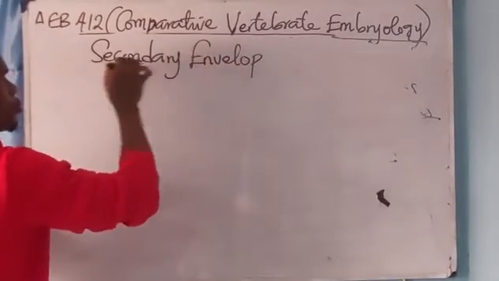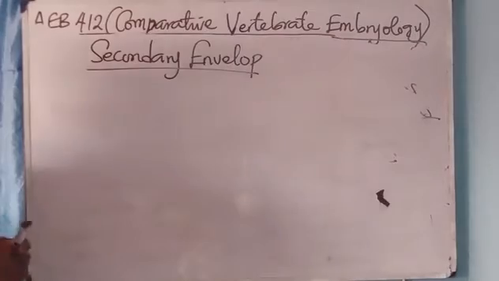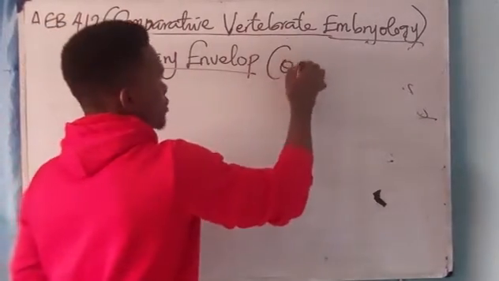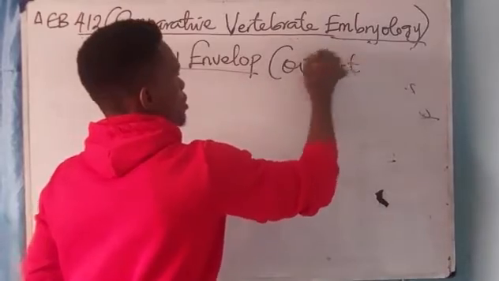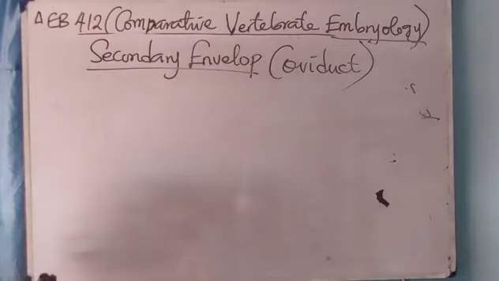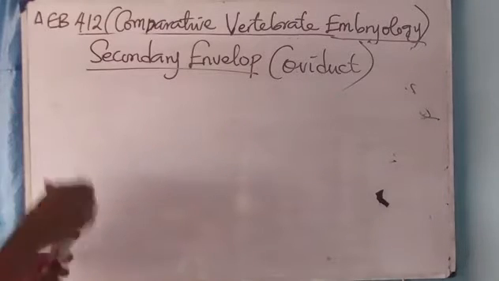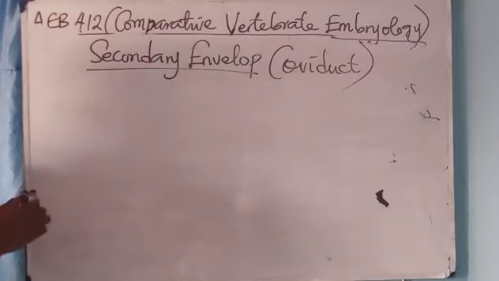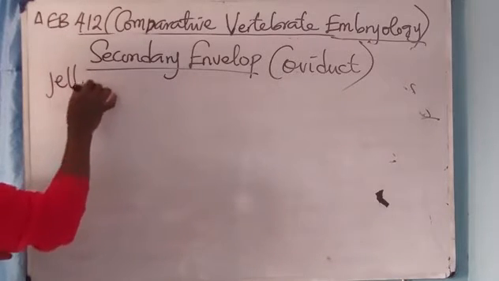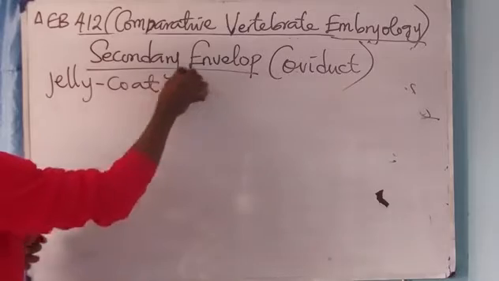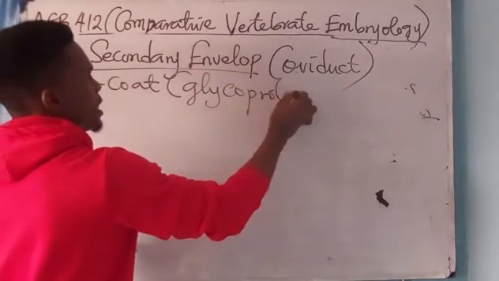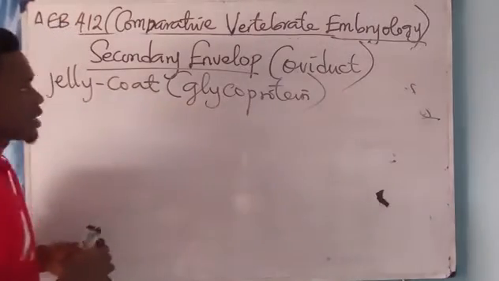Alright, there's two degrees, you understand? There's no space. Secondary envelope is an envelope that is produced by the oviducts. Now, just beneath the vitelline membrane, you have jelly coats. Now, this jelly coat is made up of what? Glycoprotein. Alright, take note of that.